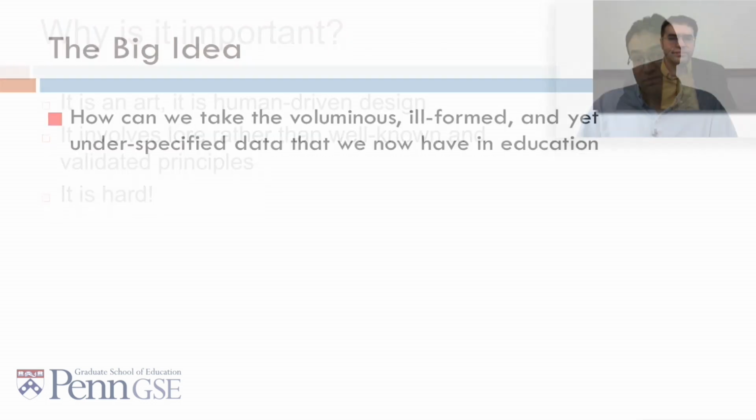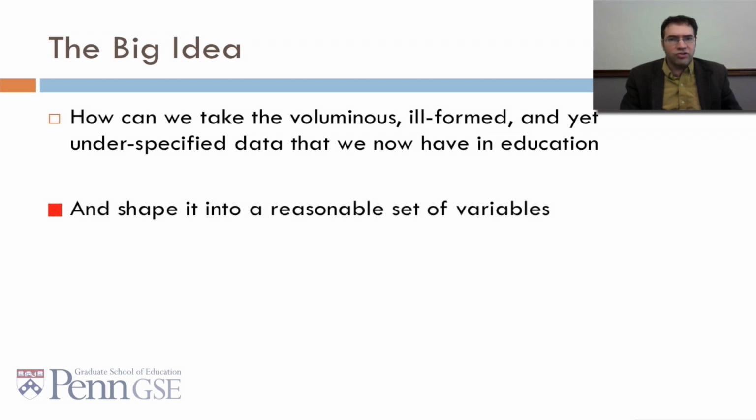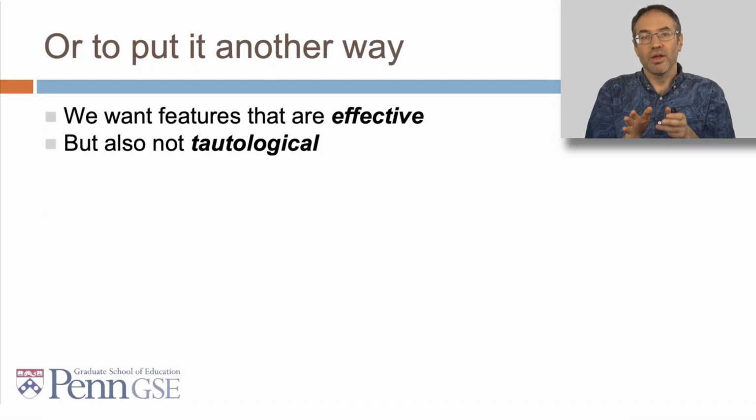It's hard. The big idea is how can we take the voluminous, ill-formed, and yet underspecified data that we now have in education and shape it into a reasonable set of variables in an efficient, effective, and predictive way. Or to put it another way, we want features that are effective, but also not tautological.